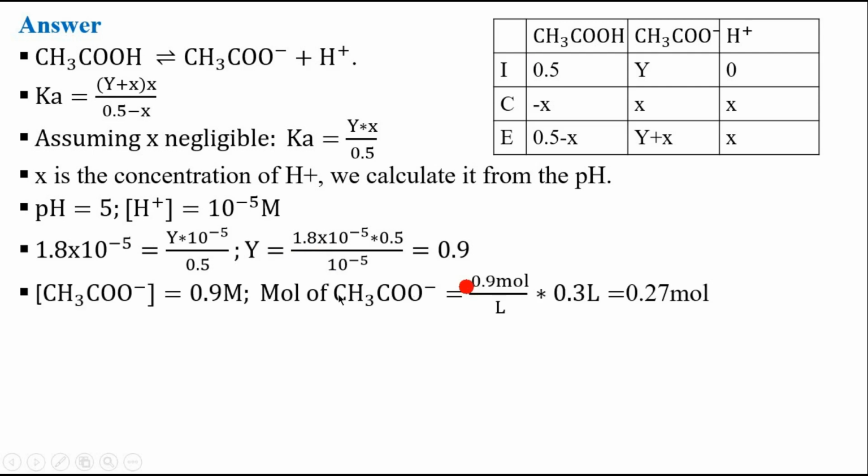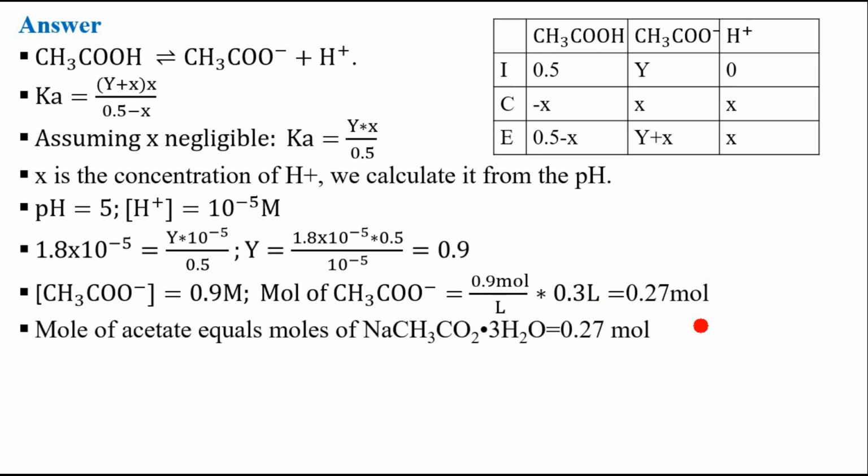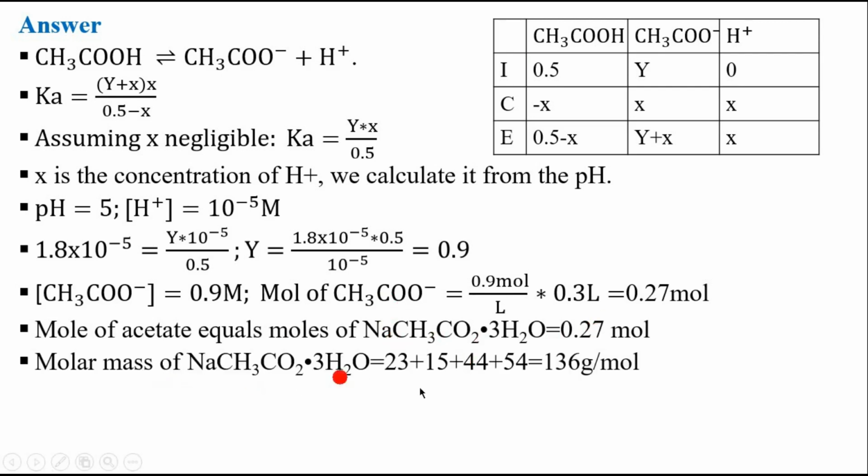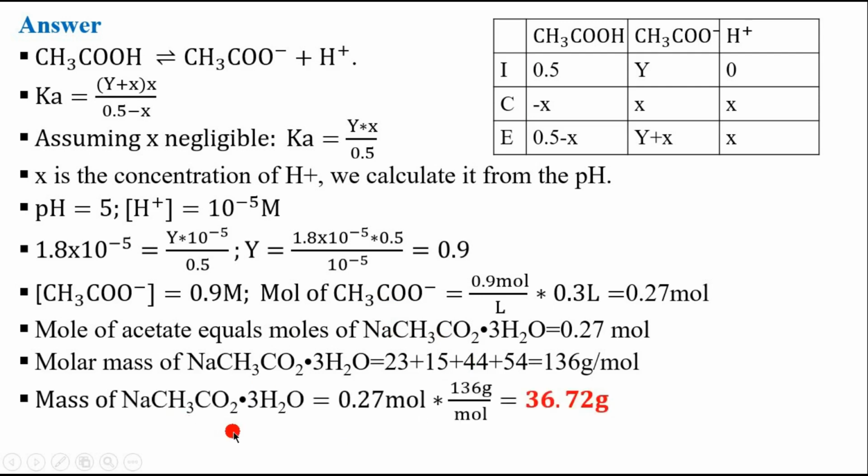Then after getting the molarity of the salt, you can multiply with the volume, because we have 0.3 liter, then you have 0.27 moles. After getting the moles, you multiply with the molar mass to get the mass. The 0.7 mole of acetic acid is equal to the mole of this salt. Then in this case we can determine the molar mass, and after that, to get the mass, we take the moles times the molar mass.